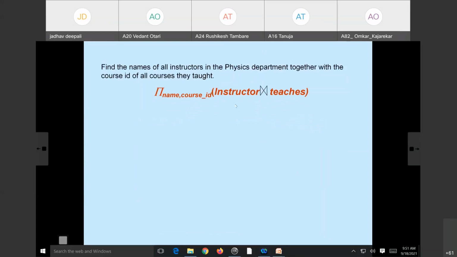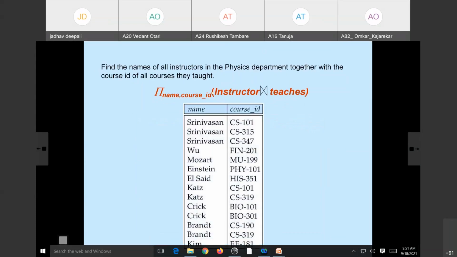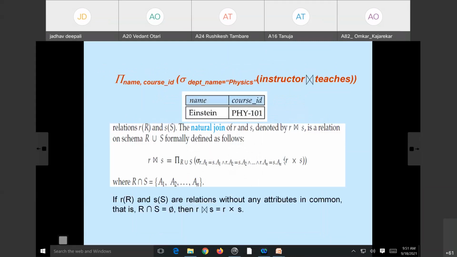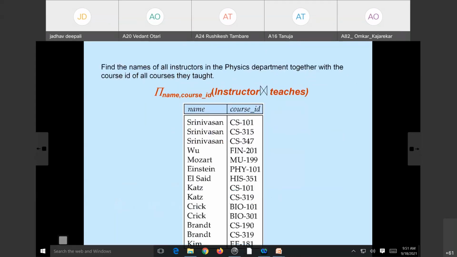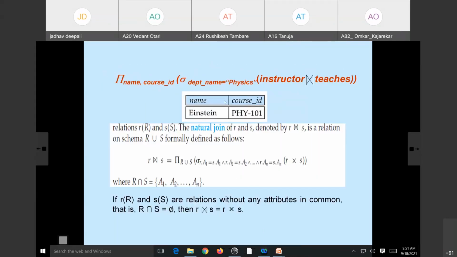Name, course ID, from instructor natural join teaches. Here we do not require the selection forcing equality on those attributes which are common. Why? Because the natural join operation itself applies the selection. And from that, the physics department has only Einstein with physics.